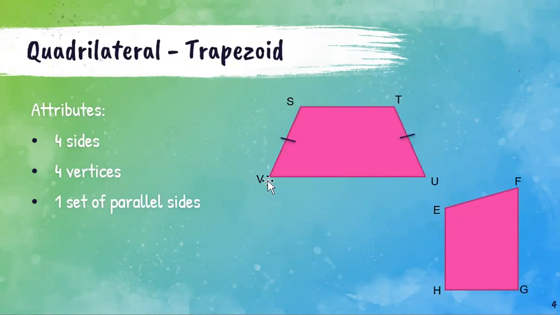ST and VU, these are your parallel lines, right? ST and VU. So this quadrilateral only has 1 set of parallel lines.